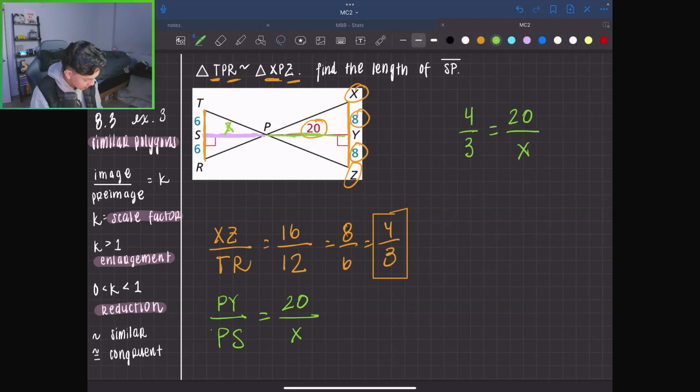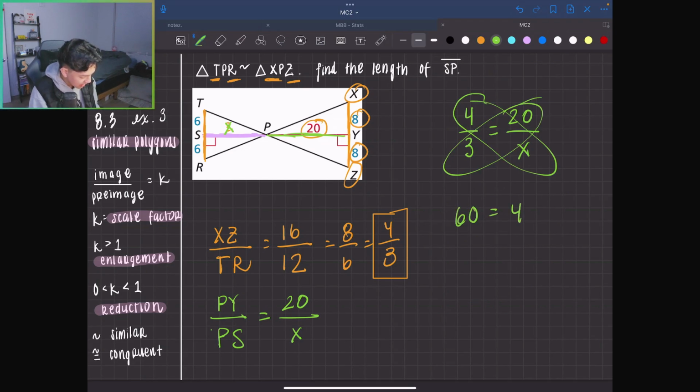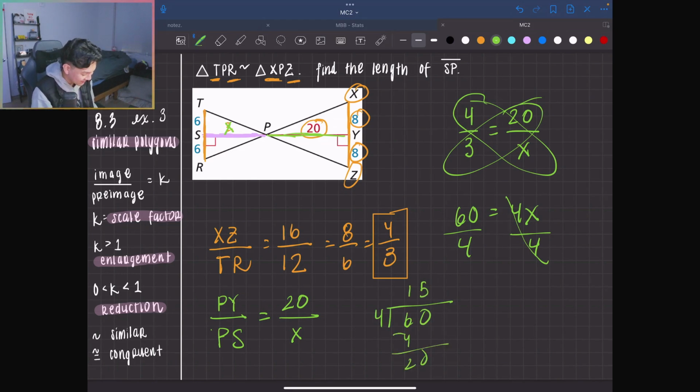So 3 times 20 is going to give us 60 equals 4x. And then we're going to divide both sides by 4. So x is going to equal 60 over 4. How many times can 4 go into 60? That's a great question. At the top of my head, I do not know, which is super tragic. 20, 15. Oh, 15 times. So x is going to equal 15. So our missing side length will be SP. SP is going to equal 15.